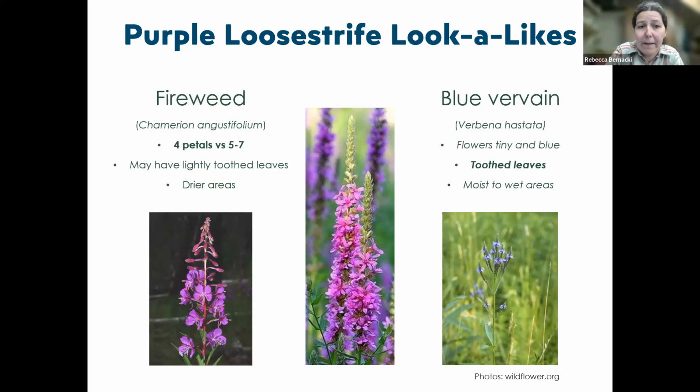Blue vervain is another native lookalike. The flowers are going to be a lot smaller and blue, however, but they do grow in those flower spikes. The leaves here are going to be toothed. However, blue vervain does grow in moist areas very similar to purple loosestrife, and unlike the fireweed, which prefers drier areas.